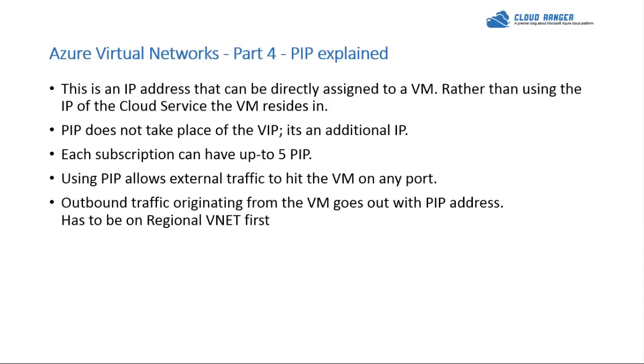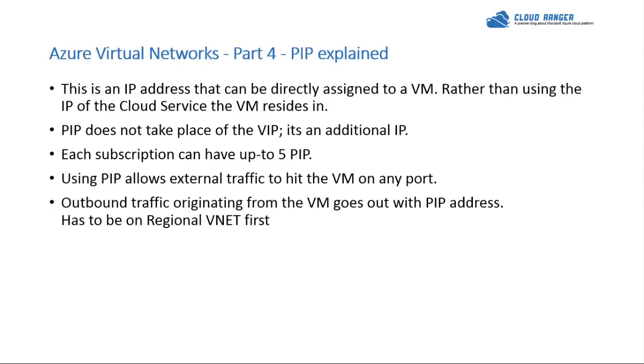Each subscription can have up to 5 PIPs, and if for some reason you need more, you have to call Microsoft. And using PIP allows external traffic to hit a virtual machine on any port. So this is very important from both a production and an exam point of view. You have to remember that a virtual IP address, which was the VIP, is a cloud IP, and the way you were getting into that virtual machine was by specifying a specific port in the endpoint. So when you created the virtual machine, those 2 endpoints were created for you. One was for RDP, one was for PowerShell.